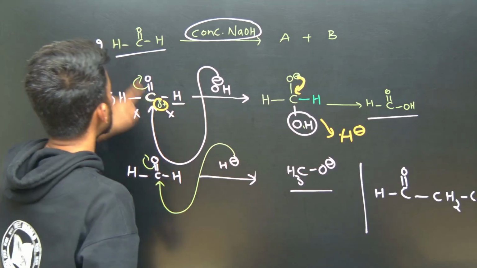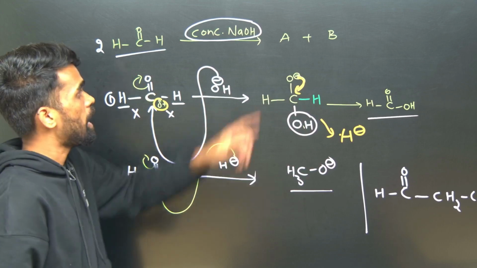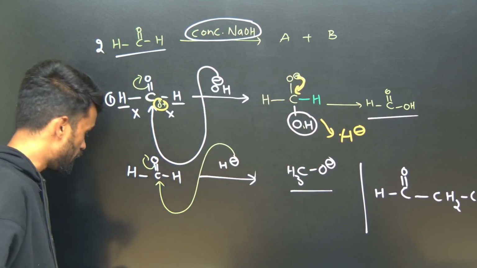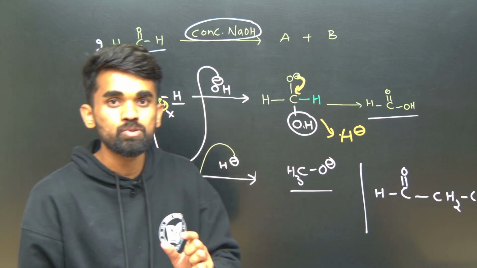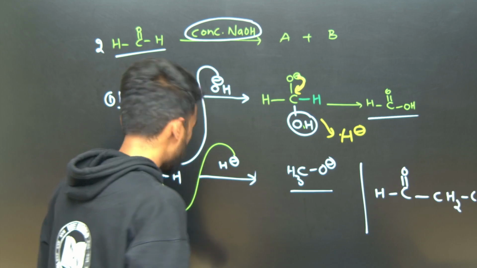Look here, two molecules of formaldehyde treated with concentrated NaOH, giving A and B as the products. We need to identify them. So what exactly happens here? In the Cannizzaro reaction, the carbonyl group should not contain any alpha hydrogens. What exactly is an alpha hydrogen? See, here I have an example.